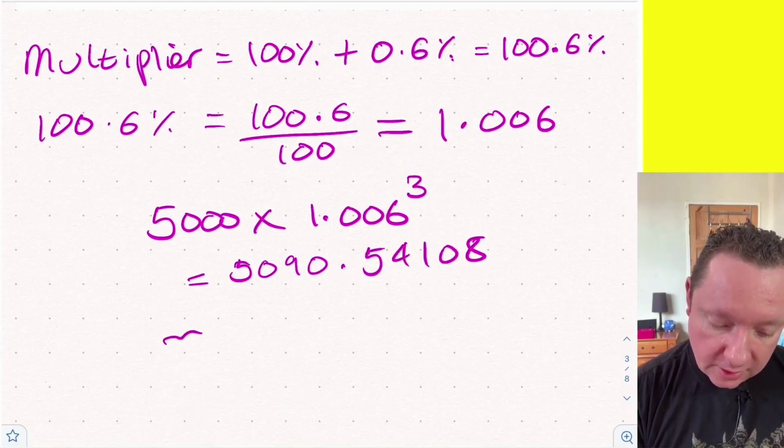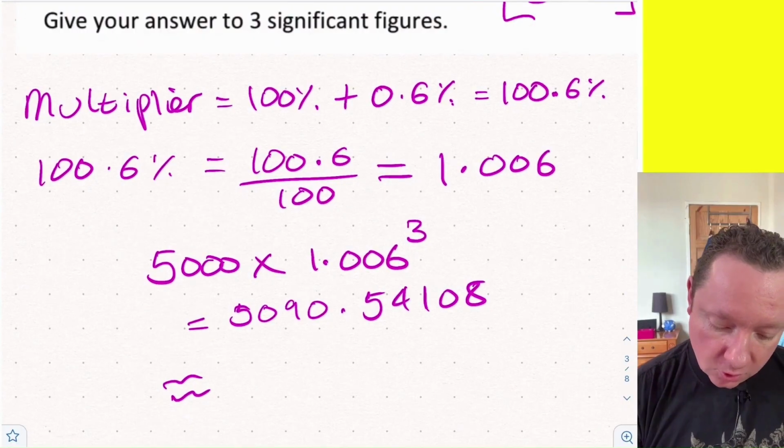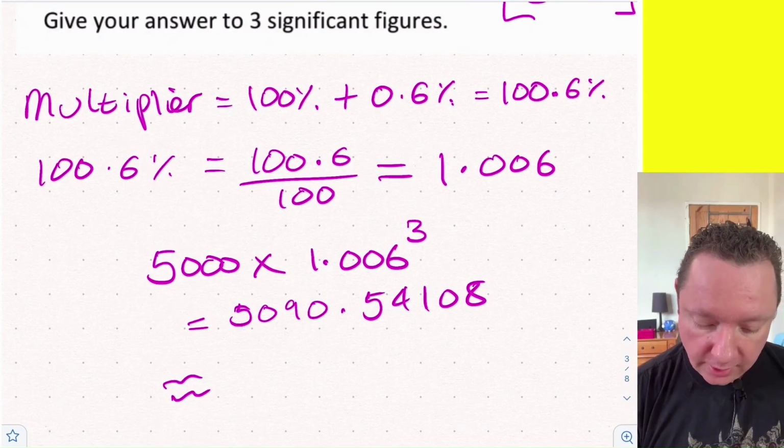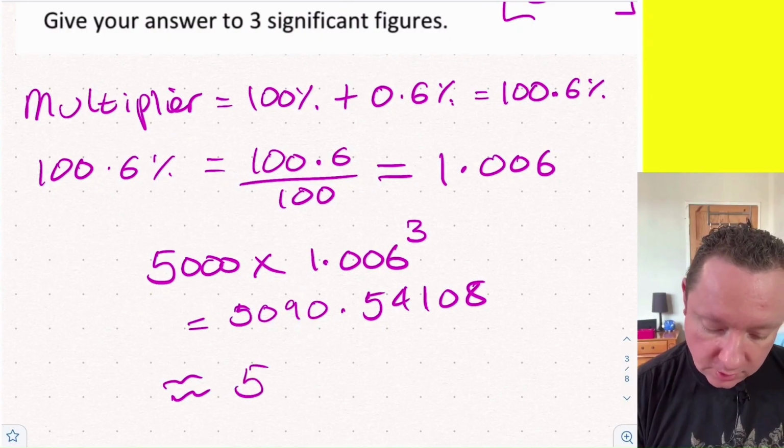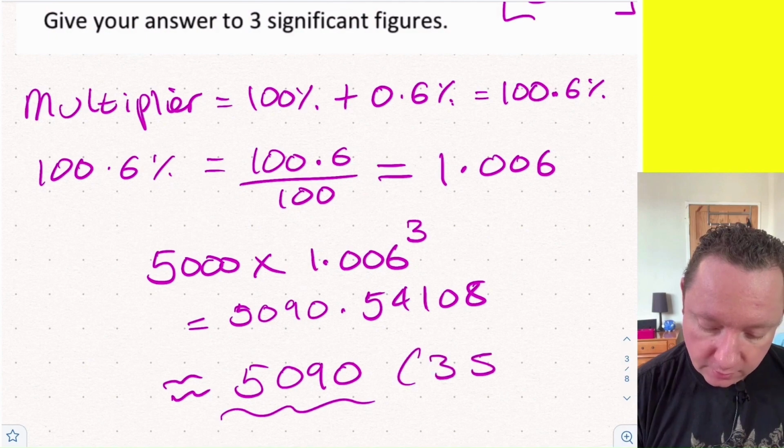So to 3 significant figures we wanted it. So that just means 509. Round it at this point. So that is 5090. To 3 significant figures.